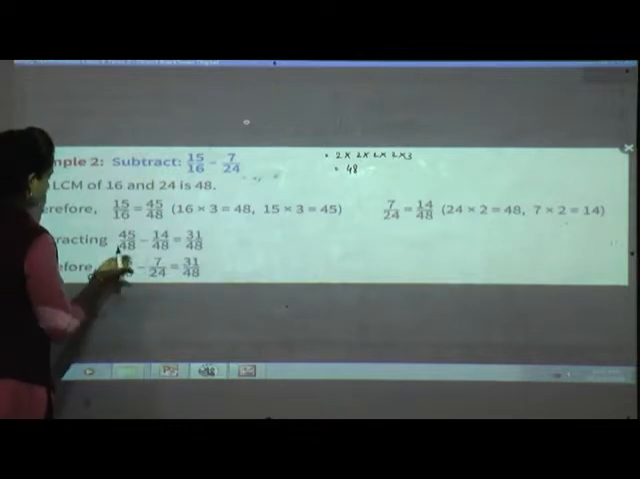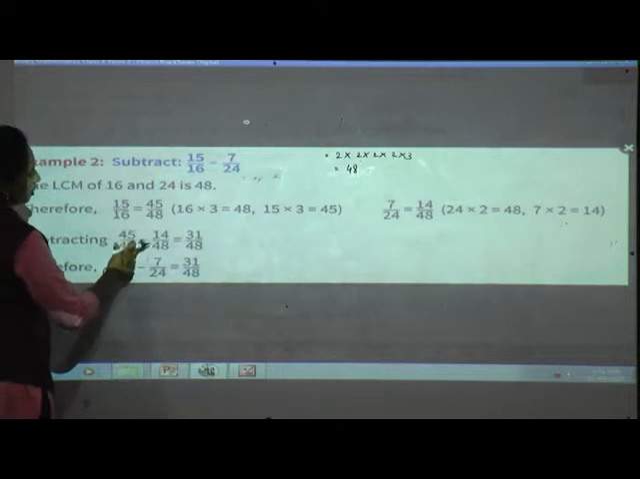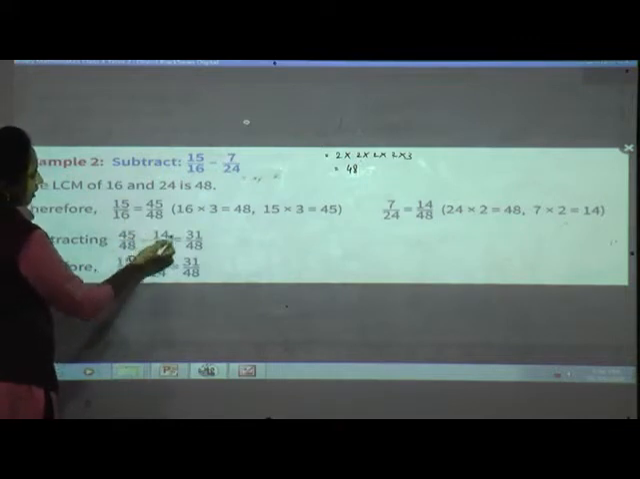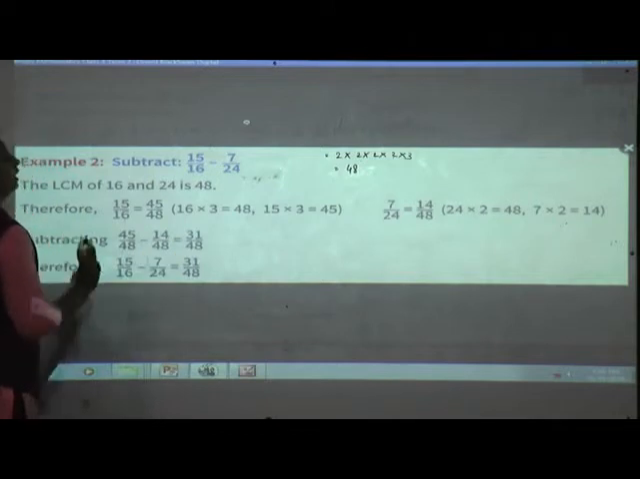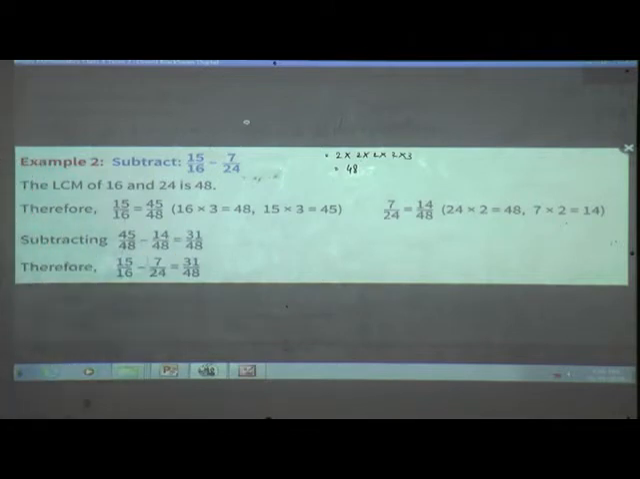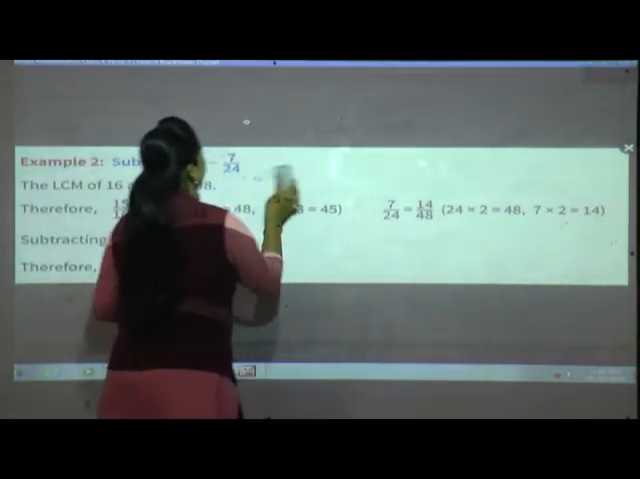Now the denominators are the same. Now we can subtract easily. So subtract 45 minus 4: 5 minus 4 is 1, 4 minus 0 is 4, so 41 divided by 48. Only write once. Clear? Yes? Yeah. When we solve the exercise, you will understand in a better manner.